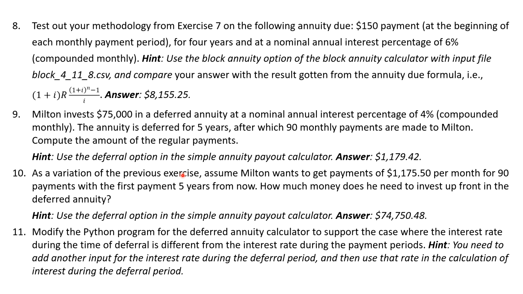So you can use this calculator again, the simple annuity payout. You just leave blank the initial amount, the purchase amount, and you fill in the payment amount, the number of deferral periods, and the number of payment periods, and you get a slightly smaller number than the 75,000, which makes sense since this payment is slightly smaller than this number here.